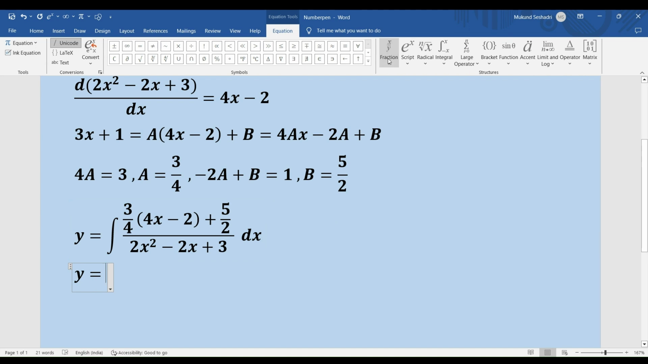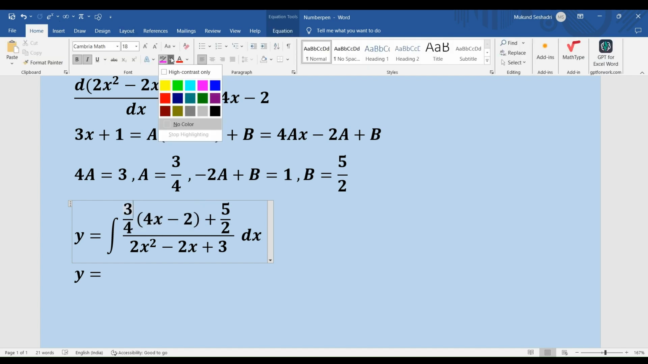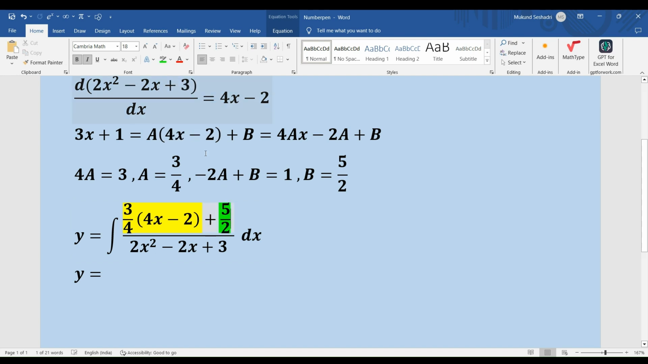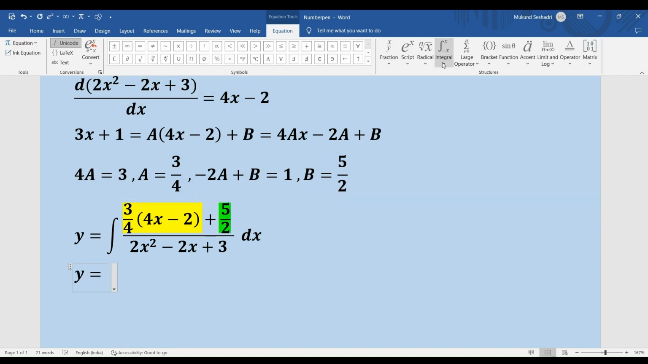So let's go ahead and do that. Now, when I'm doing the decomposition, you'll have to remember that I expressed my numerator linear expression in terms of the derivative of the quadratic expression in the denominator, right? So the way we decompose this is treat 3 by 4 times 4x minus 2 together, and then your 5 by 2 separately, right? So when I express my y using the sum rule of integral, what do I get?